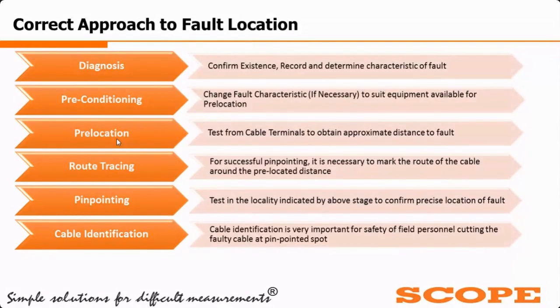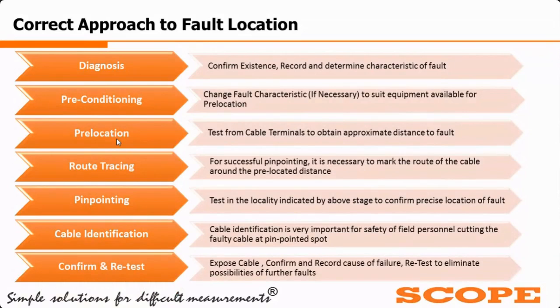So after a successful cable identification, we have to cut the cable, and we have to again check both the sections of that cut cable, and again go through the diagnosis steps. In the diagnosis steps, if there is any further fault, then we have to follow these steps again. After there is no more fault, then we have to go for the repairing.